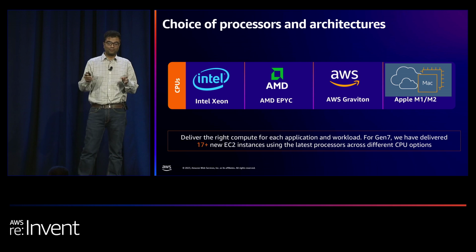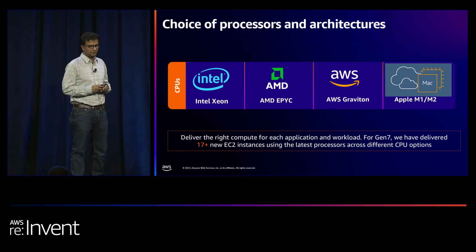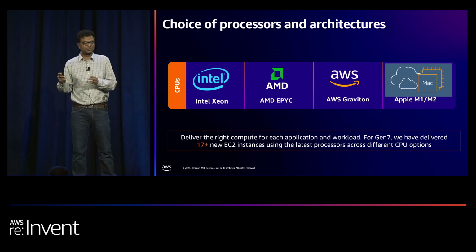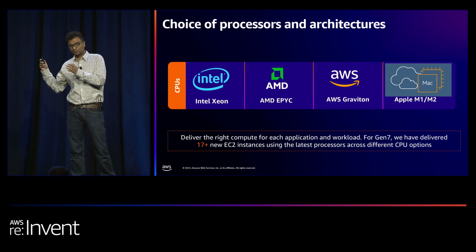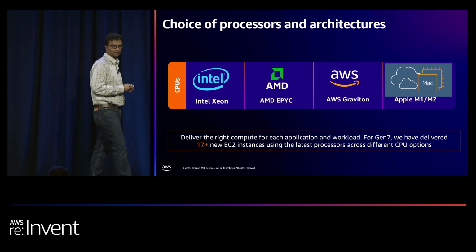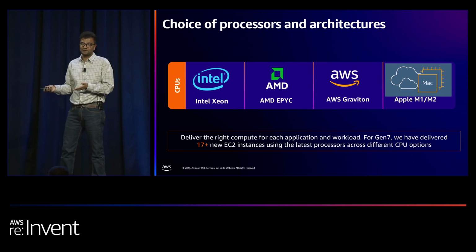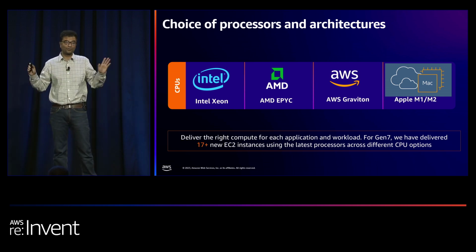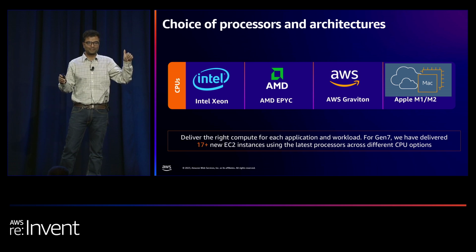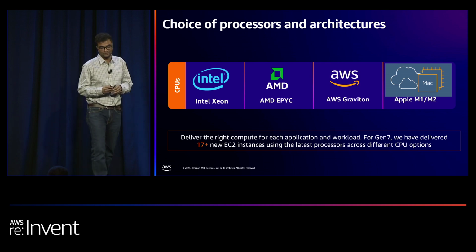Because of Nitro, we have been able to deliver the right compute for each application and workloads. And we have been able to offer different broad choices of instances using different processors and architectures to our customers. So we recently launched the Gen 7 instances across different swim lanes. And thanks to Nitro, we have been able to deliver 17 plus EC2 instances. Now, when I talk about instances, in this case, M7i is one instance, M7i Flex is another instance, not instance type. So just note that distinction.